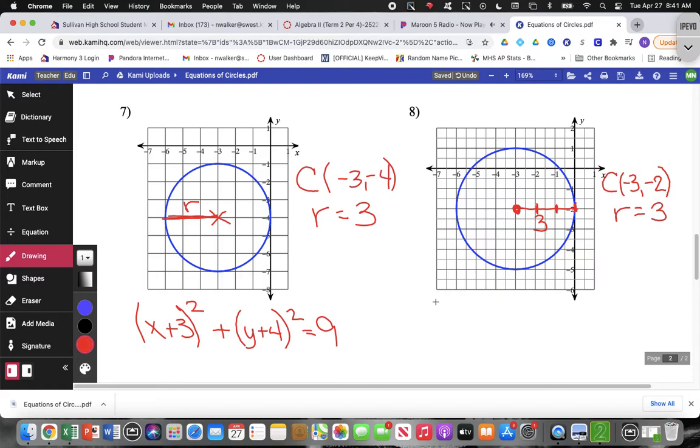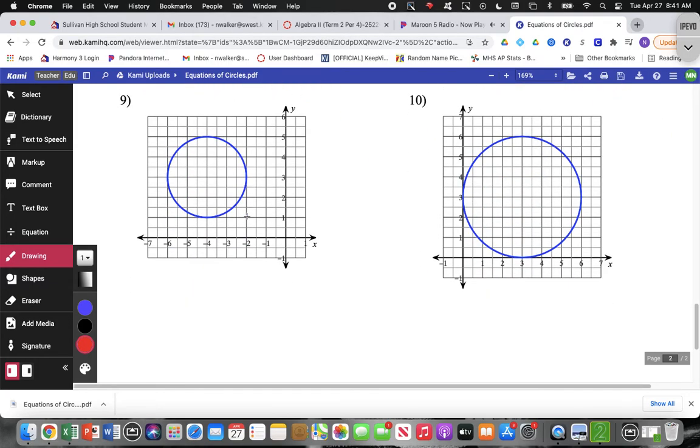So for my equation, once I have that set up, we can have (x plus 3) squared plus (y plus 2) squared, and what's it going to equal this time? Equals 9. Alright, so on those, make sure that when you are counting your radius, always just pay attention to that scale to make sure it's not counting by halves or 2s or something like that. In this one, it was counting by halves, so if you think about this, what's half of 6? It's 3.